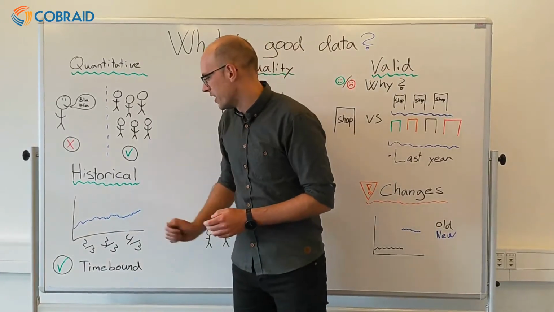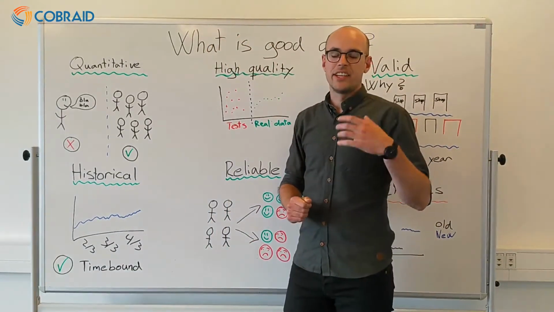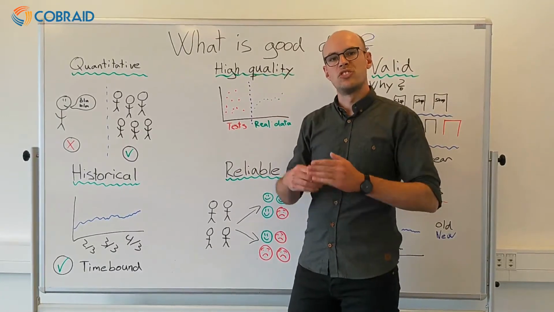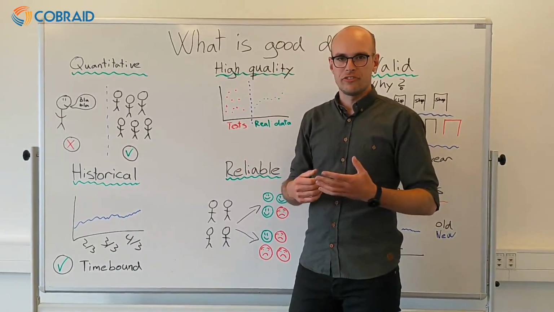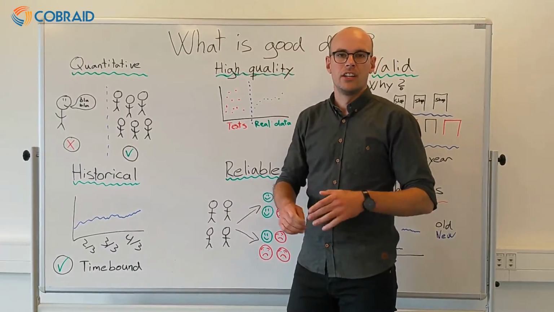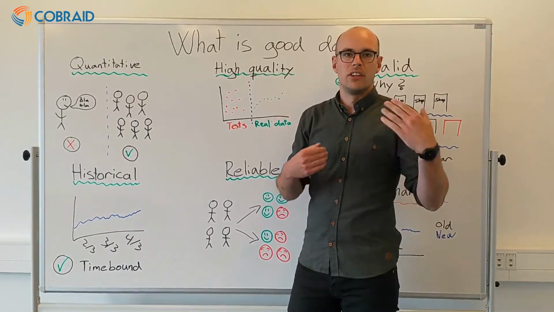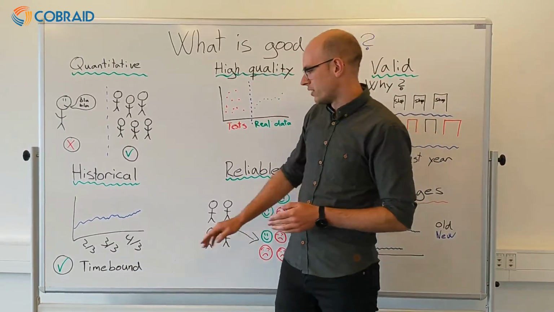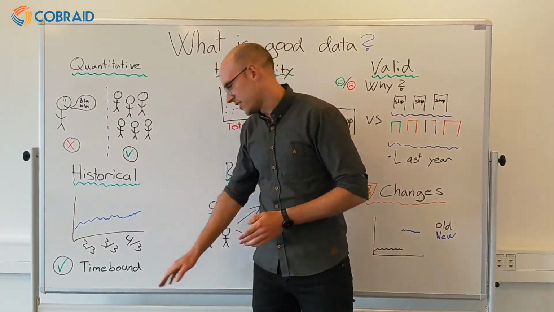Another thing is that it needs to be historical. And that is very important if you want to look at your data over time and you want to see the changes. And often you have to either summarize it, count it, or things like that over a period of time. And that is why it needs to be historical and time-bound.